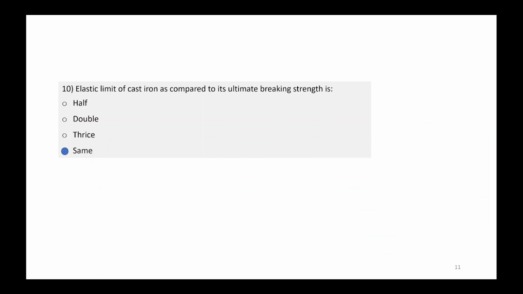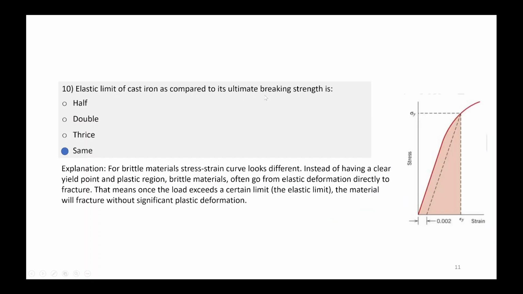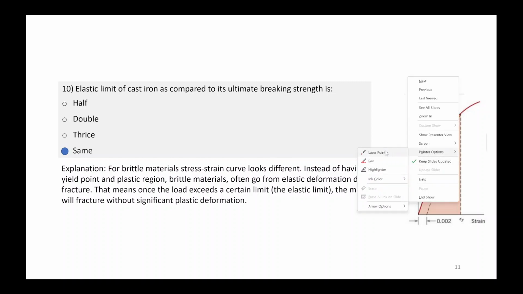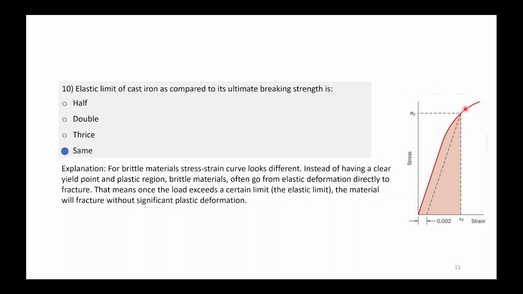Elastic limit of cast iron as compared to the ultimate breaking strength point is, options are half, double, thrice, same. So in case of cast iron, a brittle material, your stress strain curve will look like this, and so there will be very little plastic deformation part. So these two will be almost the same, elastic limit and your ultimate breaking strength.